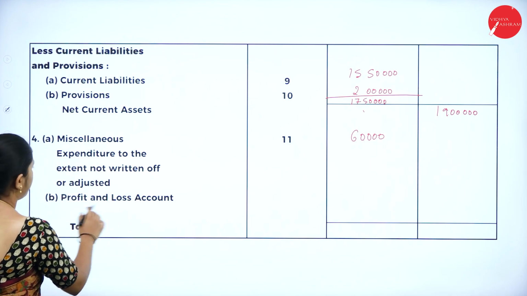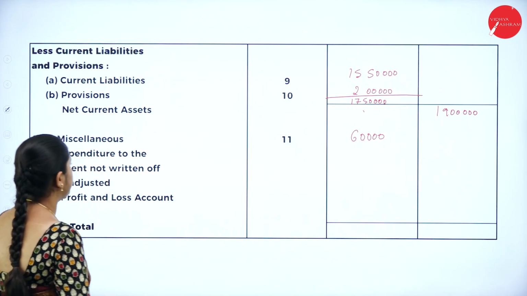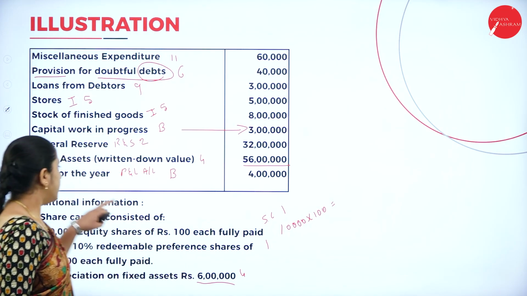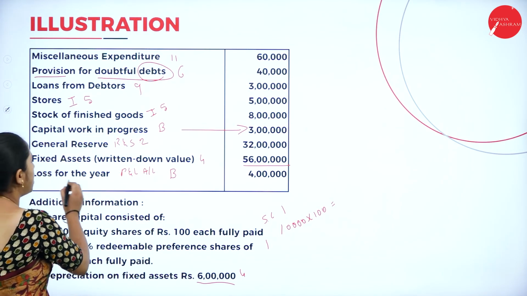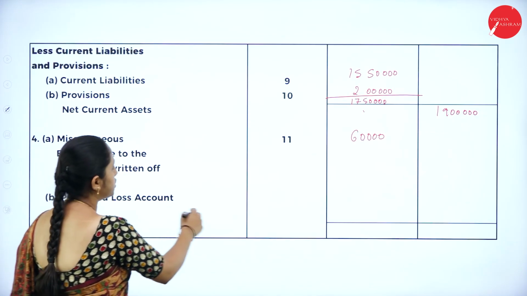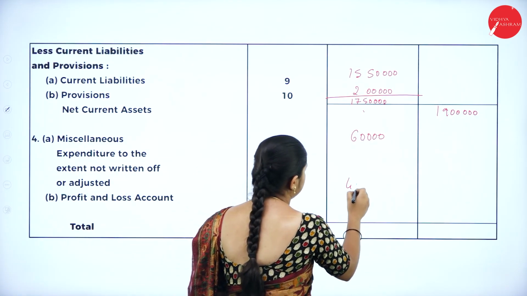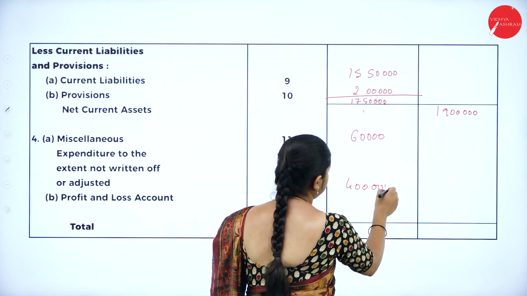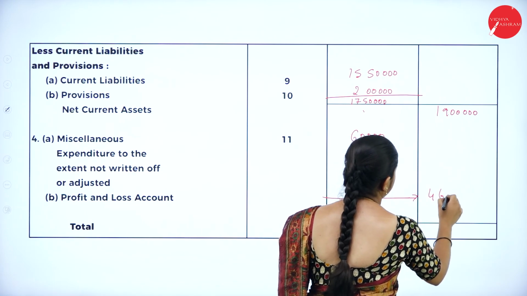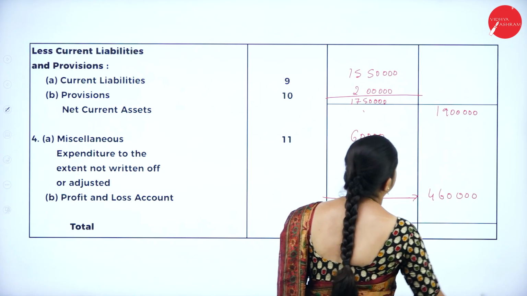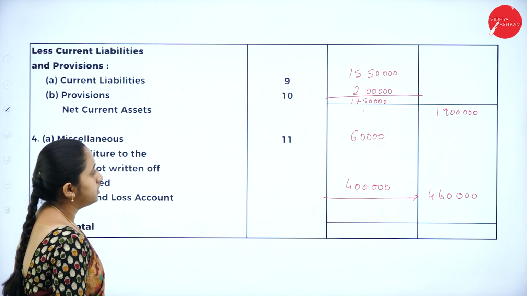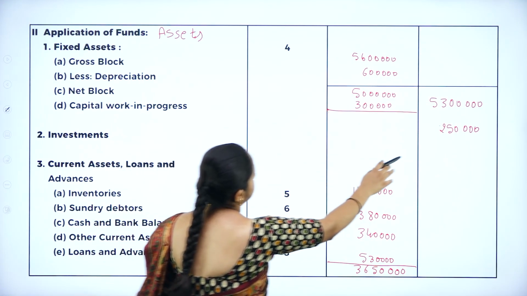Next, profit and loss account. In this problem, we have not yet prepared profit and loss account. In the question only they have given loss for the year 4 lakh. So 4 lakh is loss for the year. 4 lakh plus 60,000, outer column 4 lakh 60,000.